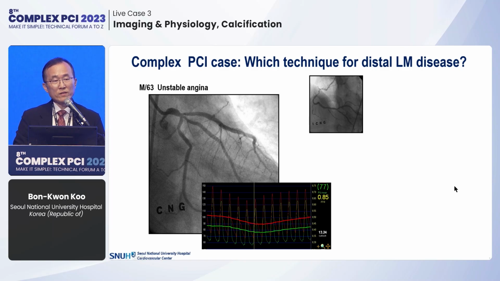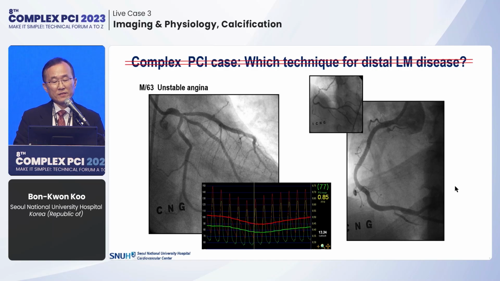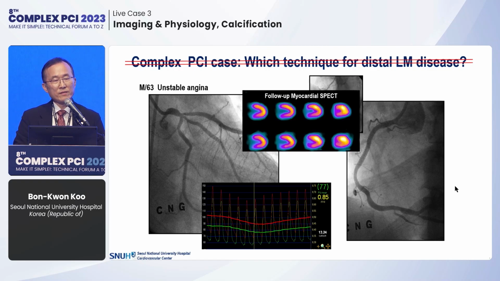Then, with one FFR measurement, this lesion goes from a complicated case to a very simple lesion that can be fixed with one drug-eluting stent. You may still worry about that left main and LAD ostial stenosis, but you may be reassured when you see these follow-up MPI images, where there is no reversible defect in the LAD or circumflex territory.